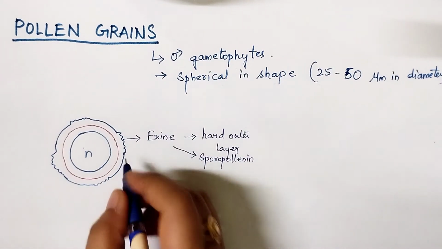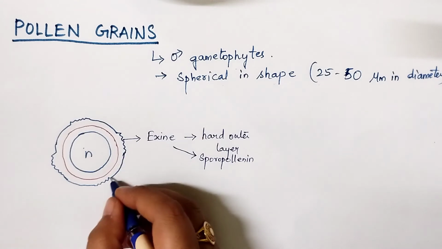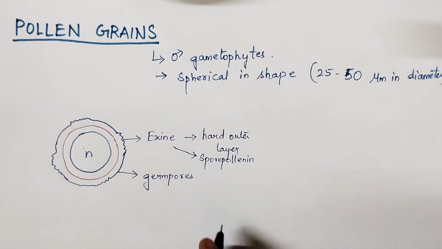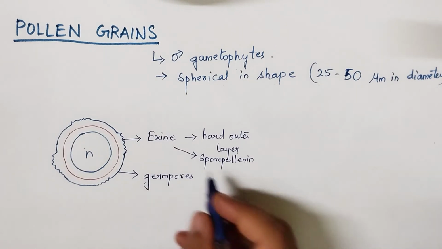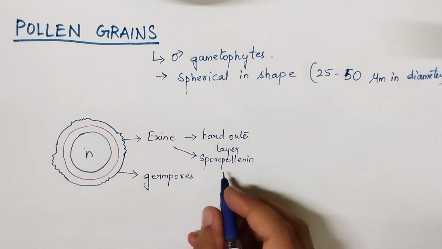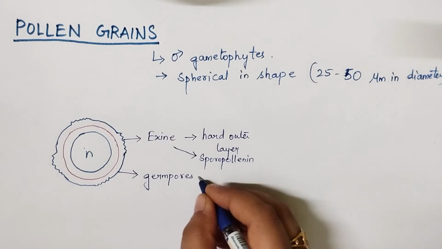Now here in the outermost layer, the region between these rough surfaces is called the germ pore, right? This germ pore is nothing but a gap between these two exine parts, and here the sporopollenin is not there.